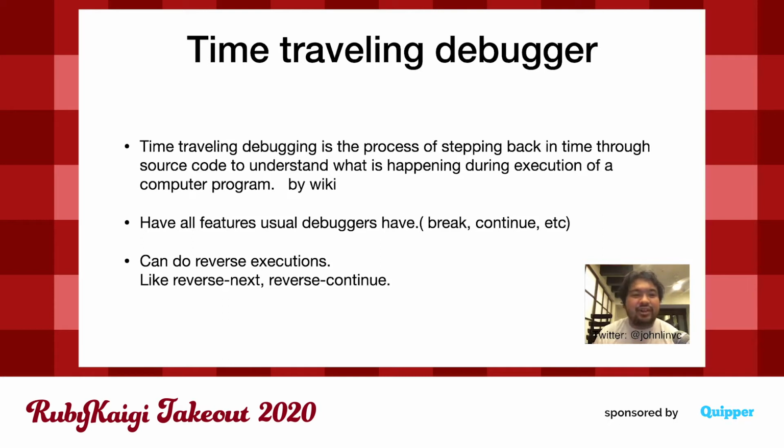So basically, a time traveling debugger has all the features that a usual debugger has, such as break, continue and eval. But it can do extra things. It can do reverse execution. So we can do things like reverse next or reverse continue.